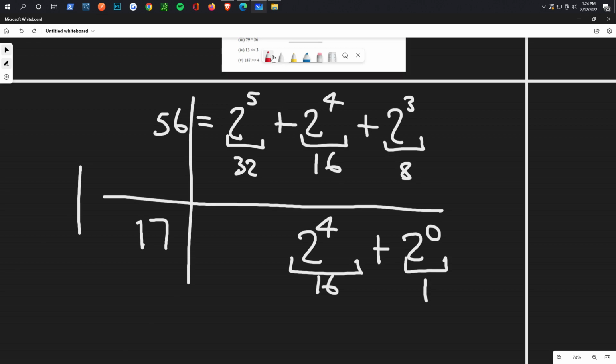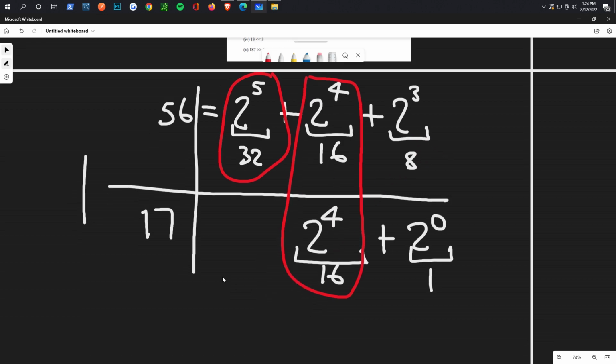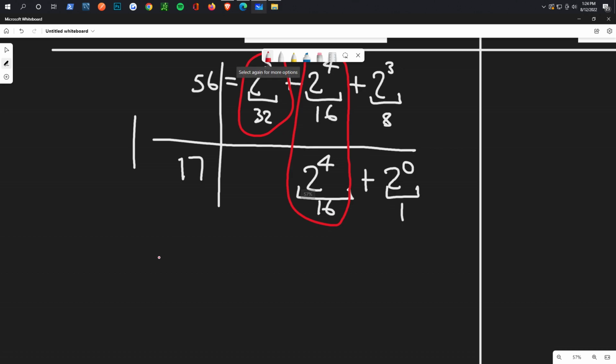And for example, we don't have a 2 to the 5, so we can just take this one, and right here we have 2 to the 4s. So what we can end up doing is just taking one of them. So let's just write this as we go. Our final answer is actually going to end up being 2 to the 5 plus 1 of the 2 to the 4s plus 2 to the 3 plus 2 to the 0.